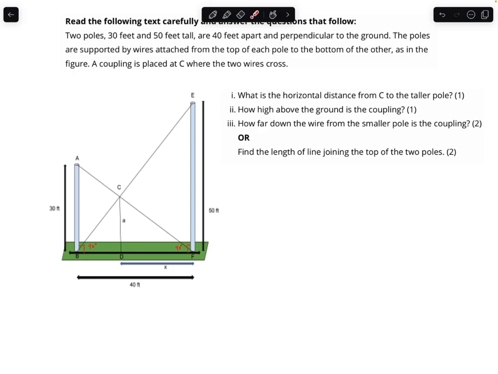Question 1. What is the horizontal distance from C to the taller pole? Horizontal distance from C to the taller pole refers to this distance. Let's say this point is G. Since the angles at D and F are 90 degrees, CG and DF will be equal. So it is enough if we get the distance DF. That is, we have to find the value for X.